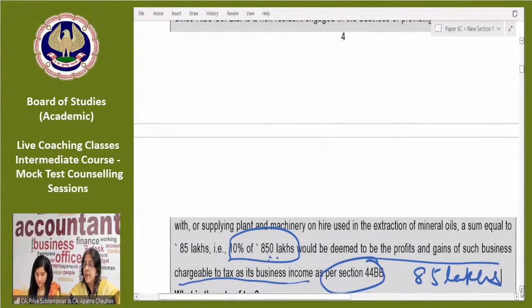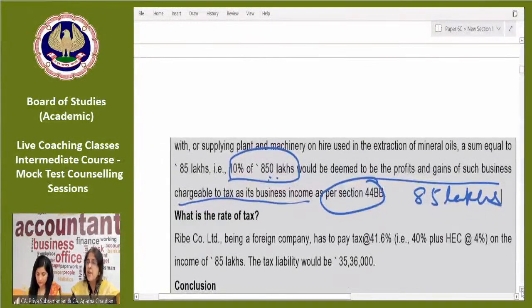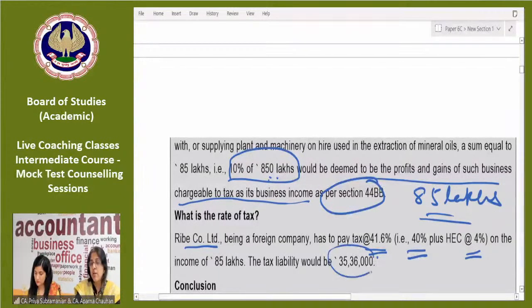And what would be the rate of tax? It's a foreign company, right? Company Limited is a foreign company. So the rate of tax is 40%. And since the amount is less than 1 crore, there is no surcharge. You add cess at 4%, so it comes to 41.6%. 41.6% of 85 lakhs, which will amount to 35 lakh 36,000. That would be the tax liability of the non-resident.